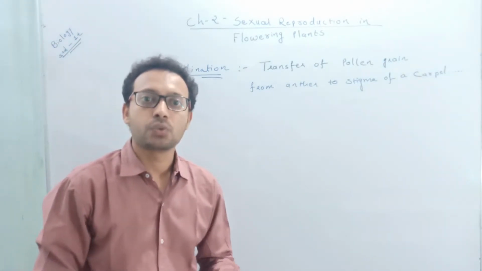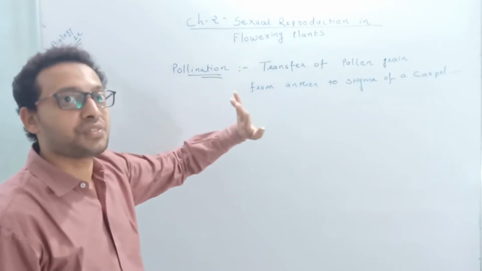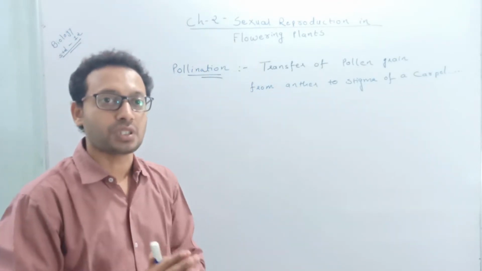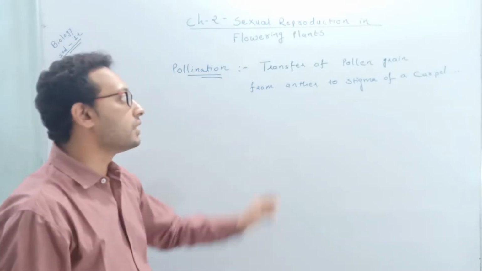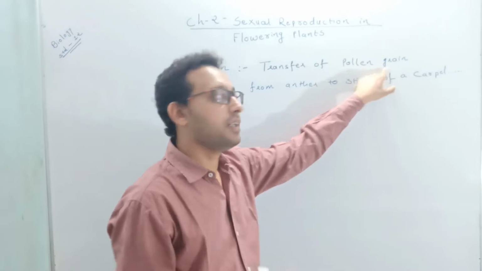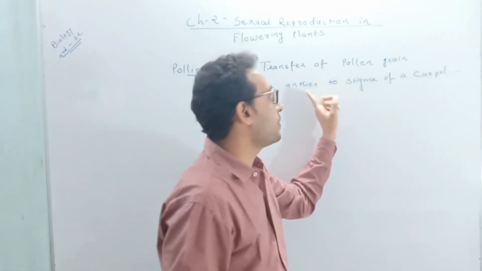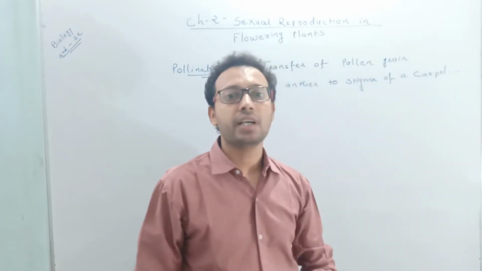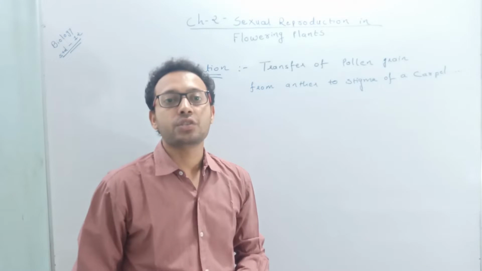Clear, students? So what is the pollination process? Pollination is a transfer process, a gamete transfer process. What is going to be transferred? Pollen grain. From where? From the anther. To where? It is transferred from the anther to the stigma of a carpel. This process is called the pollination process.